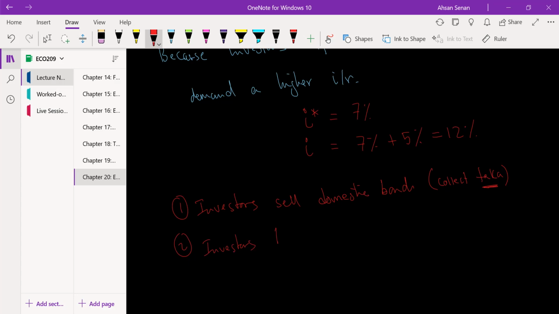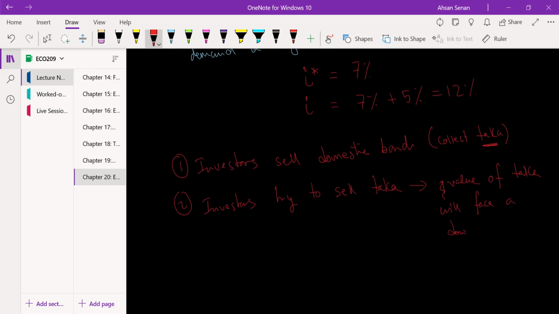So investors try to sell taka, a lot of taka. The supply of taka is suddenly going to go up. As a result, what will happen? The value of taka will face a downward pressure. Effectively, when supply suddenly goes up, there is a downward pressure on the price.